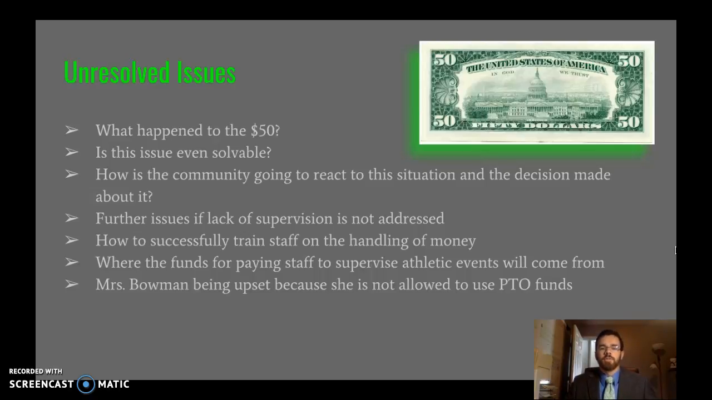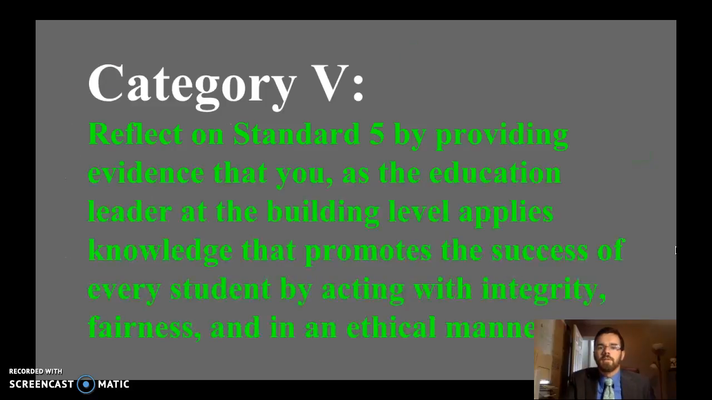How to successfully train staff on handling money? I'd want to make sure I'm doing this correctly. Where were the funds for paying staff to supervise athletic events? Where is that going to come from? It will cost money, and obviously schools don't have a lot. Mrs. Bowman being upset because she is not allowed to use PTO funds, so we'd have to deal with her, and just in general, just being upset because her daughter was not allowed to use these PTO funds.